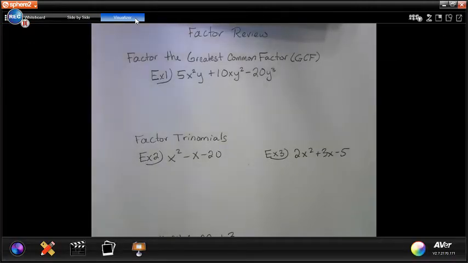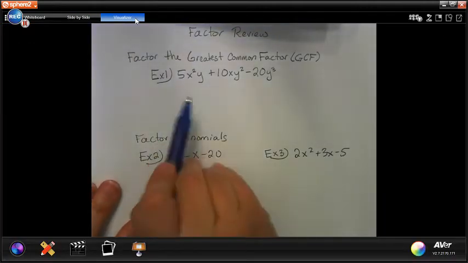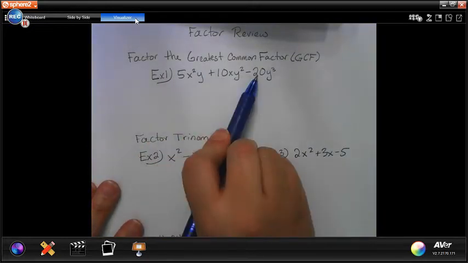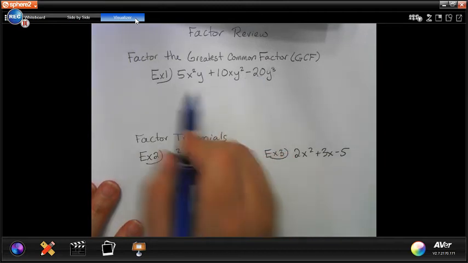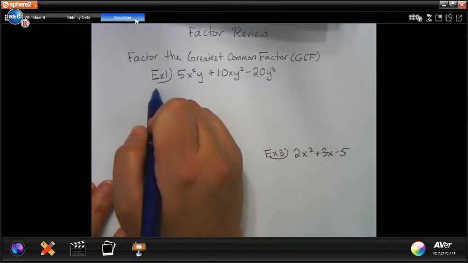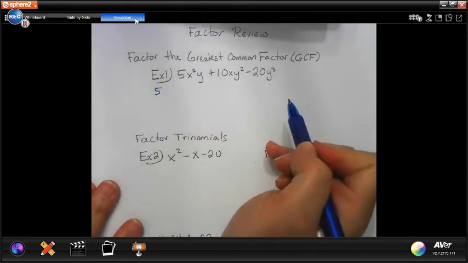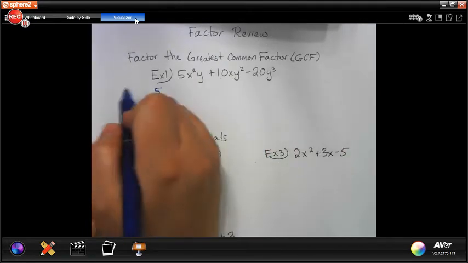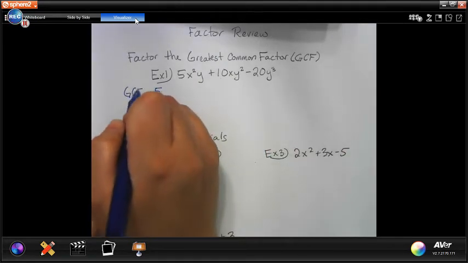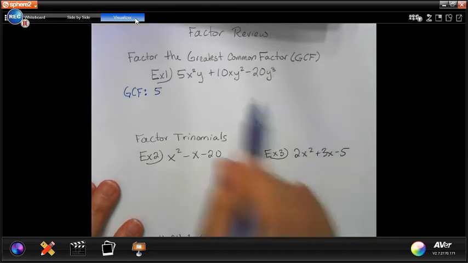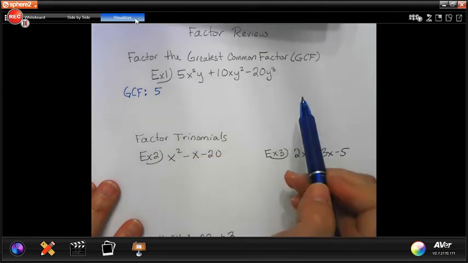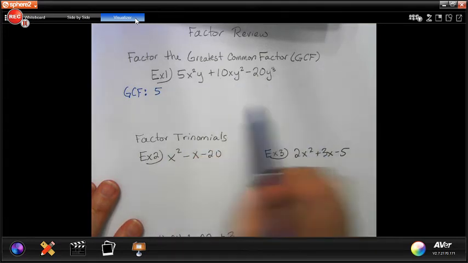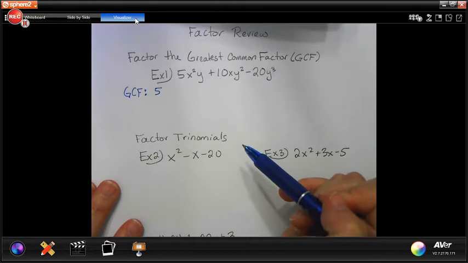Okay, so you look at the terms, and if you notice, we have 5, 10, and 20. There's a number that goes into all three of those. It's 5. So part of my greatest common factor is going to be 5. So GCF. But then we have to look, do they all have x's? Well, actually, this has x, this does not have x. So, no, they don't all have x's. We're not going to factor out an x if they don't all have it.